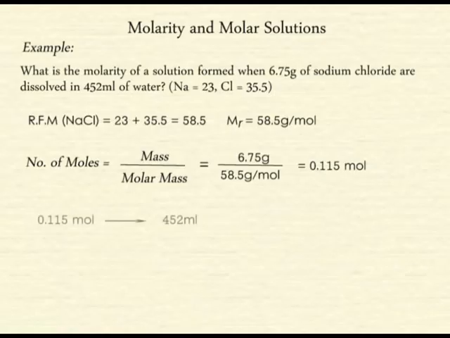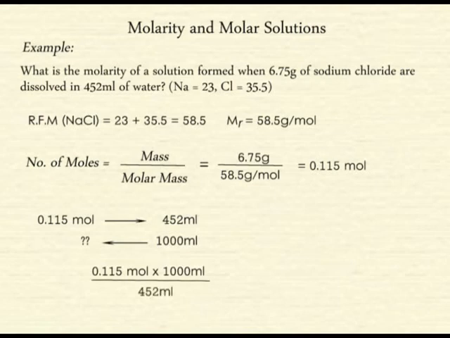Now, 0.115 moles are contained in 452 milliliters. How about in 1,000 milliliters of the same solution? How many moles will we have? We have 0.115 moles times 1,000 milliliters over 452 milliliters. Milliliters cancel out and we remain with 0.25 moles. And because these moles are in 1,000 milliliters, this is the same as 0.25 molar.